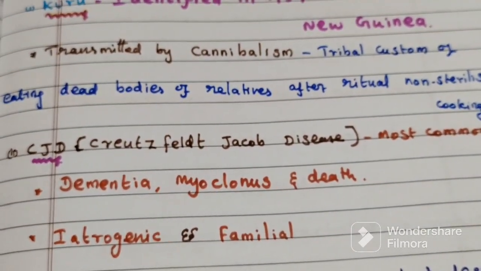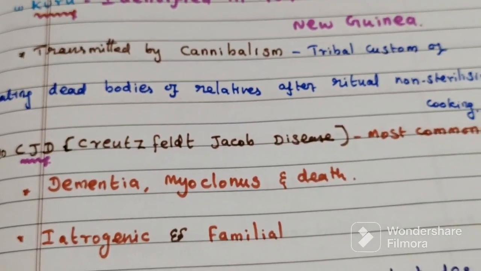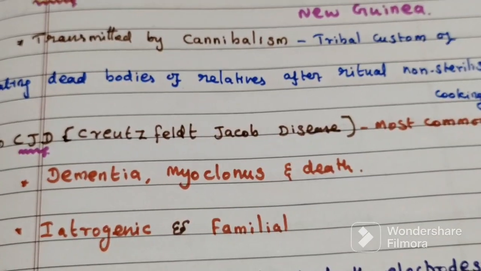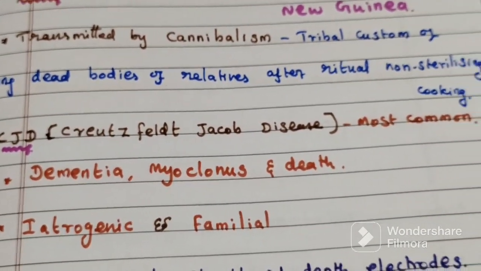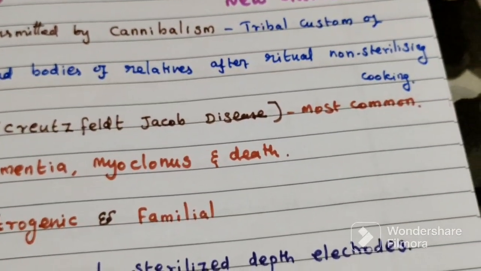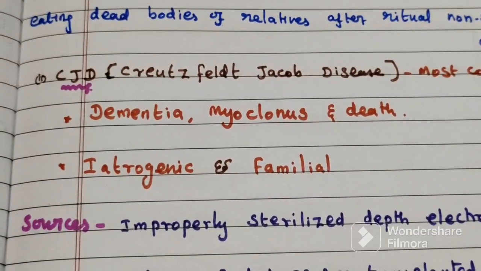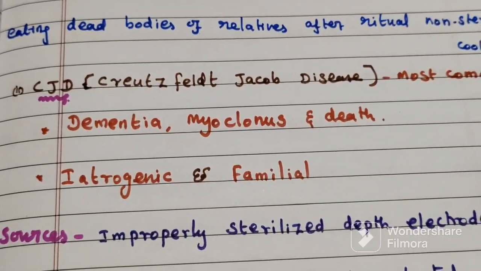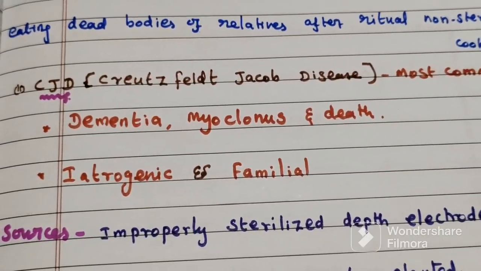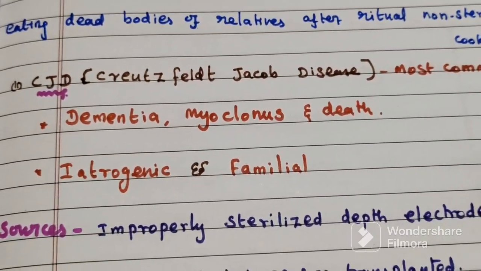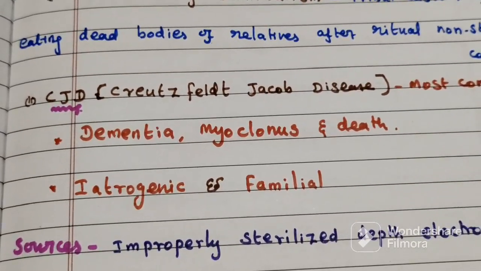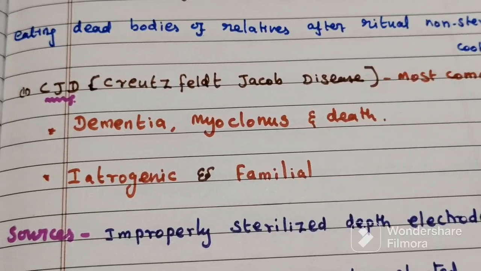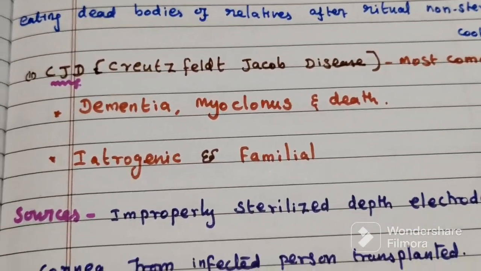The second disease is called Creutzfeldt-Jakob disease, CJD. This one is the most common in humans. CJD causes dementia, myoclonus and death. This may be familial and iatrogenic.